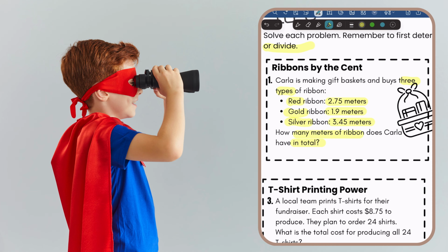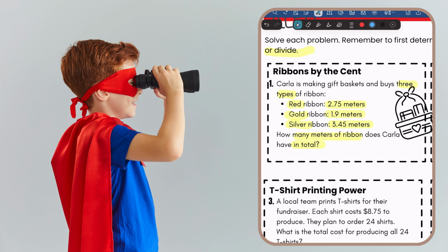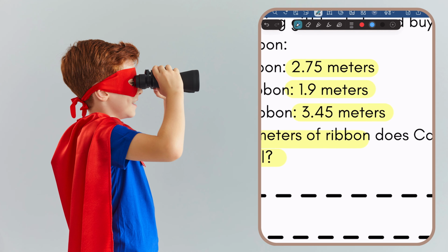So we want to think about what that word total means. We see here that we have 3 different types of ribbon. She's buying red, gold, and silver, and total means that I'm going to, what do you think? Add. So for this problem, we are adding decimals. And quite simply, I'm just going to line these up. So we have 2.75 plus 1.9. You can either do 2 first and then come back and add the third one.